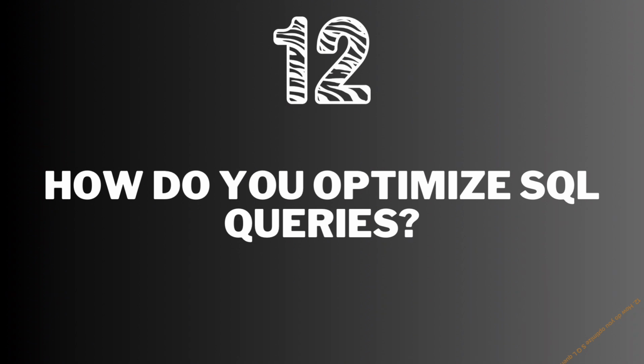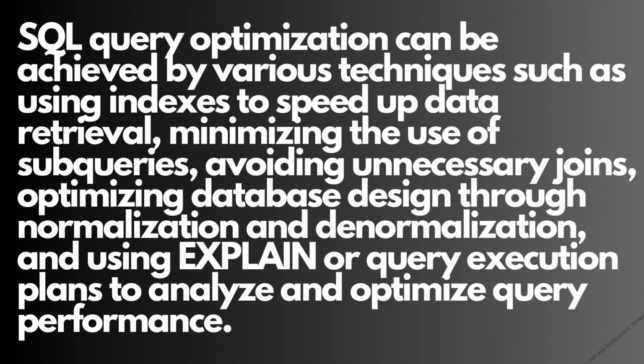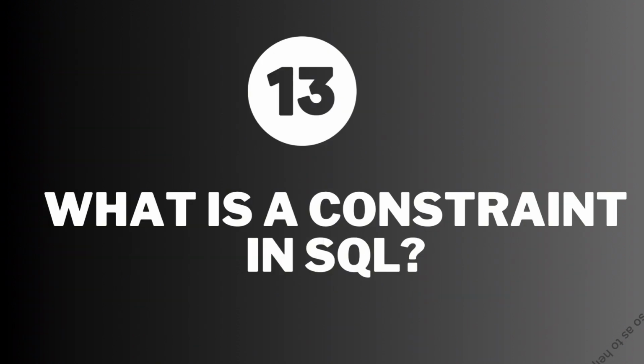12. How do you optimize SQL queries? SQL query optimization can be achieved by various techniques, such as using indexes to speed up data retrieval, minimizing the use of subqueries, avoiding unnecessary joins, optimizing database design through normalization and denormalization, and using EXPLAIN or query execution plans to analyze and optimize query performance. Ensure to do more research so as to help boost your knowledge about SQL.